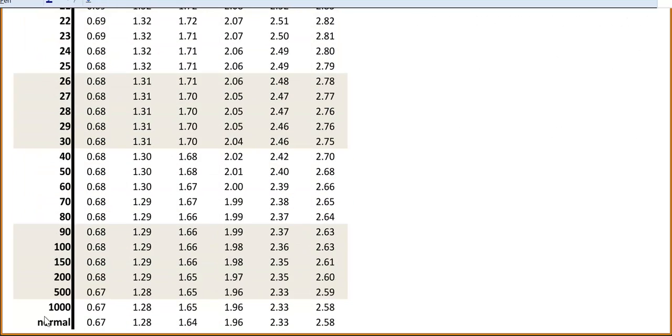Notice at the very end, you do have a row called normal, and that's because as your degrees of freedom get bigger and bigger, you get closer and closer to the normal table. And so once you pass 1,000, you get to about the normal distribution.